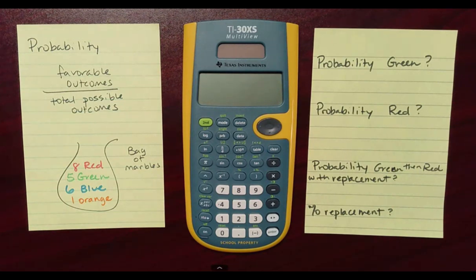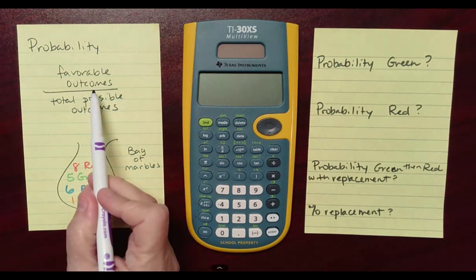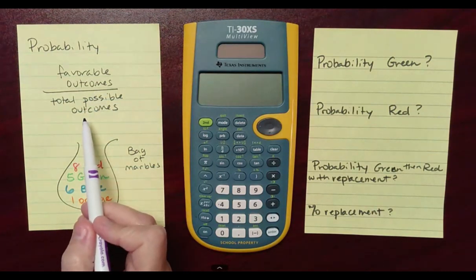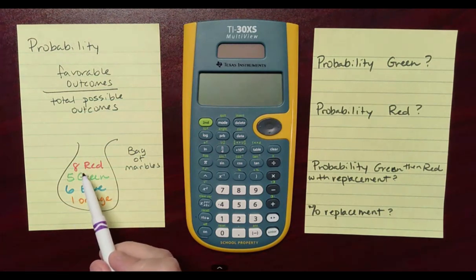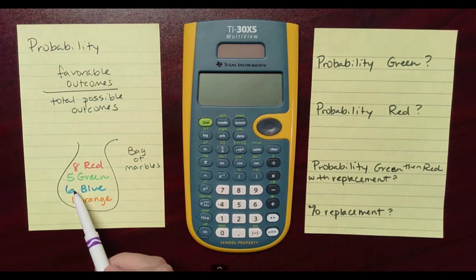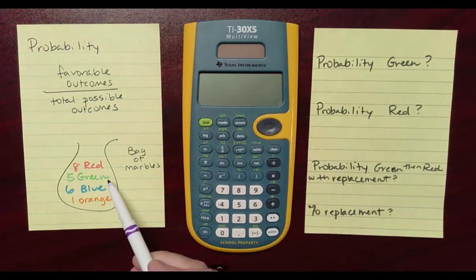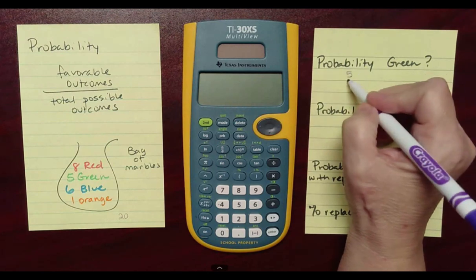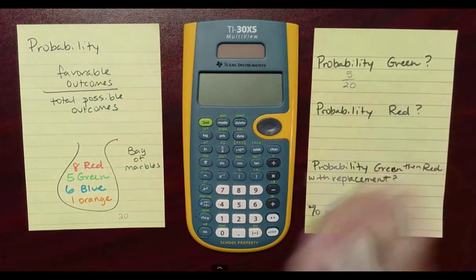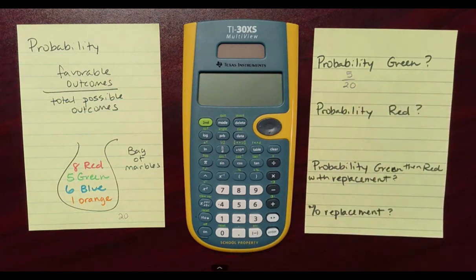So we want to think about our favorable outcomes over our total. Well, the total is going to be the total number of marbles in the bag. 8 plus 5 plus 6 plus 1 is 20 total marbles. And for green, how many green marbles are in the bag? 5. So the probability of pulling a green marble out of the bag is 5 out of 20.